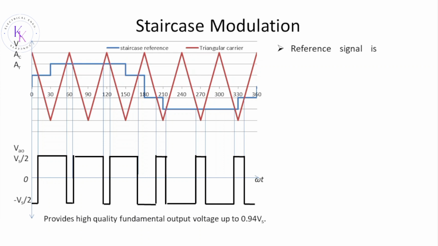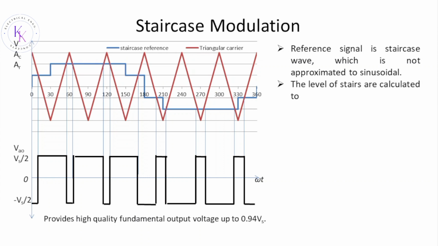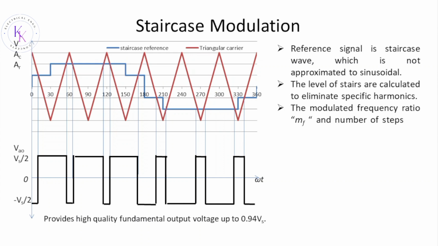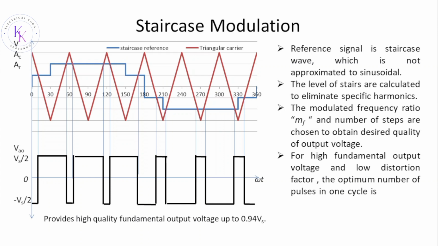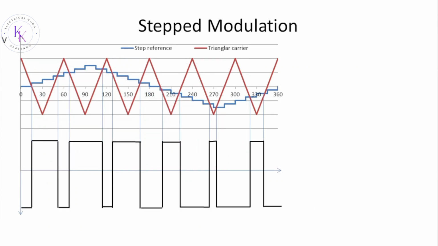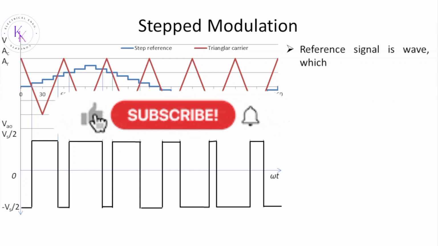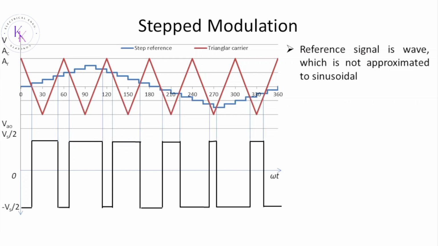Staircase modulation. The reference signal is a staircase wave, which is not approximated to a sinusoidal. The levels of the stairs are calculated to eliminate specific harmonics. The modulated frequency ratio MF and number of steps are chosen to obtain the desired quality of output voltage. For high fundamental output voltage and low distortion factor, the optimum number of pulses in one cycle is 15 for 2 levels, 21 for 3 levels, and 27 for 4 levels.